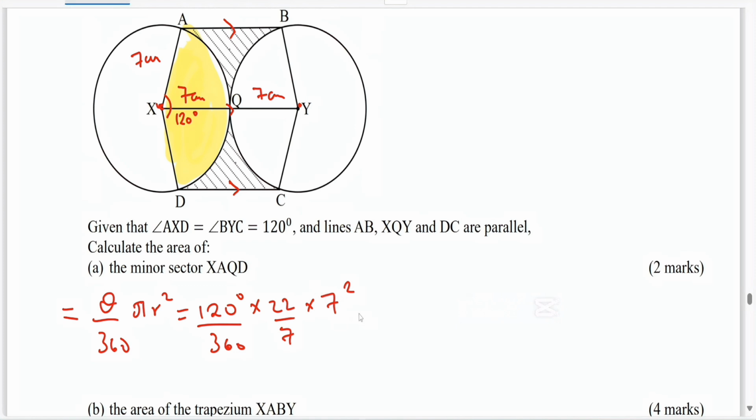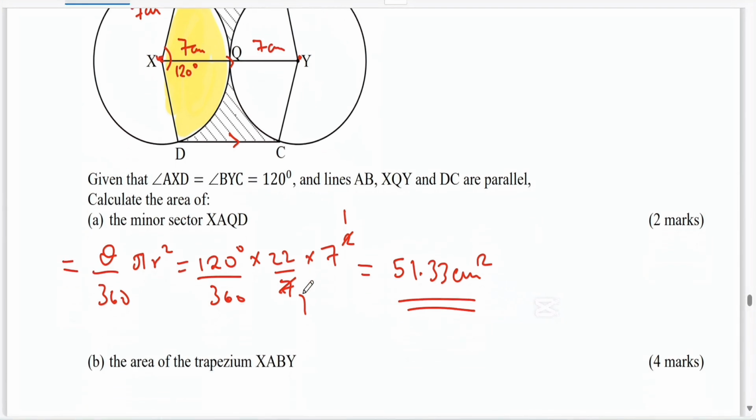Okay. So this 7 will go away, and one remains, so it is 7 power 1. So don't confuse it. So 120 over 360 times 22 times 7. So it gives you a total of 51.33 centimeter square. So the first question we have finished.